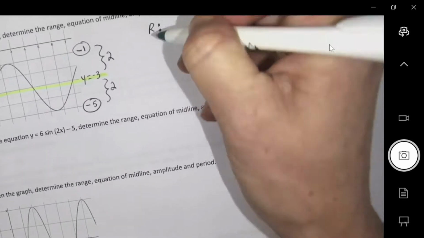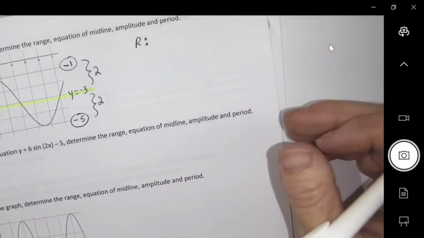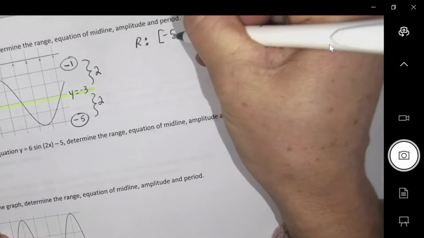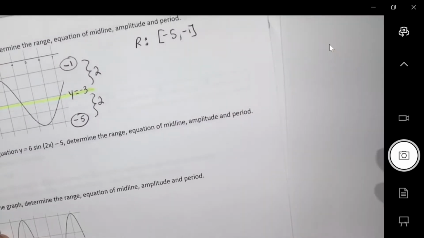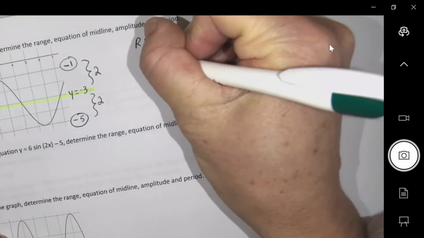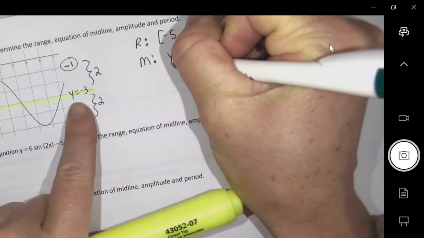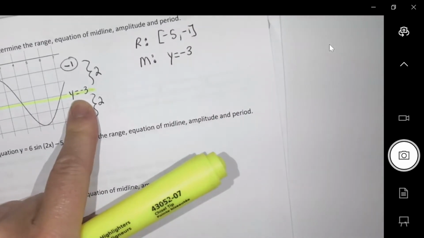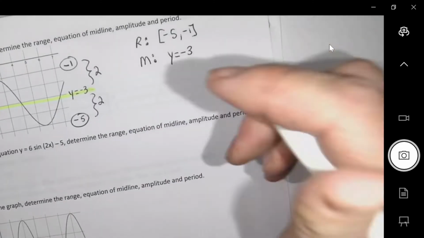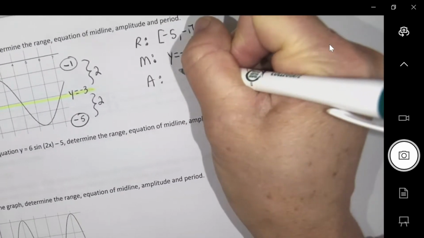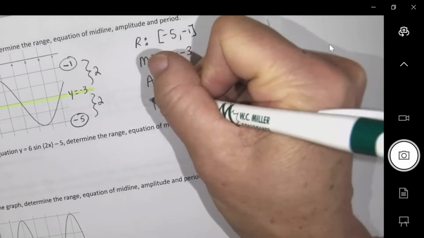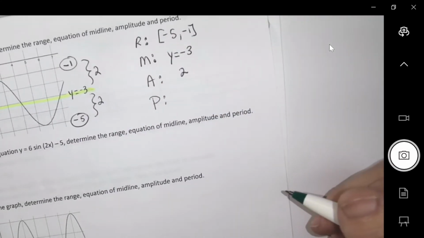Okay, so let's answer the questions. The range is, what's the lowest to the highest? Midline. So we wrote it, or I already wrote it, y equals, so the -3 is in the middle. Amplitude, we had a 2. And the period, we have to find that.